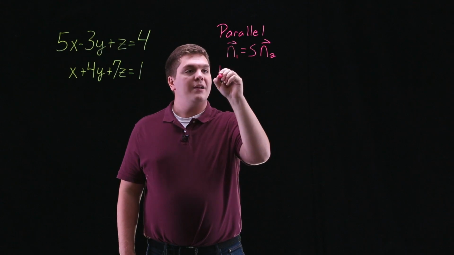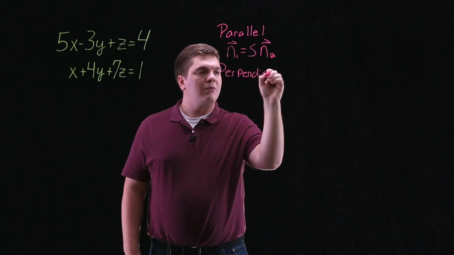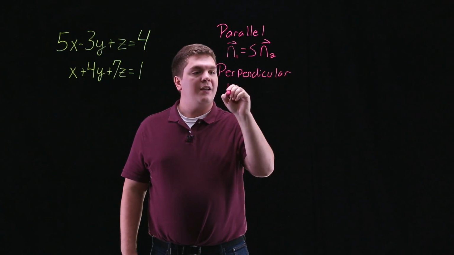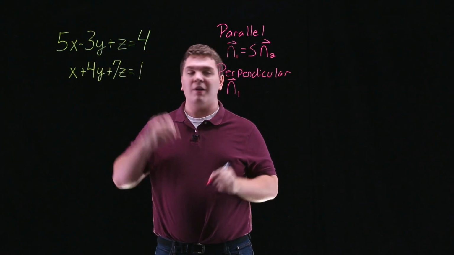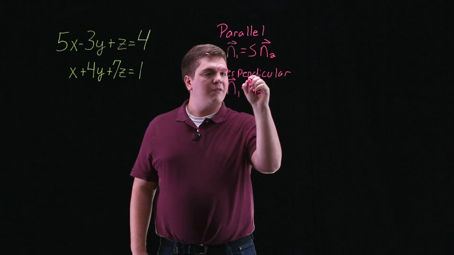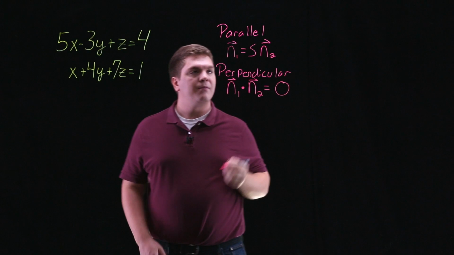For two planes to be perpendicular, well, what we would need is our n1, the vector which is normal to our first plane, dotted with n2, the vector which is normal to our second plane, to be equal to 0.